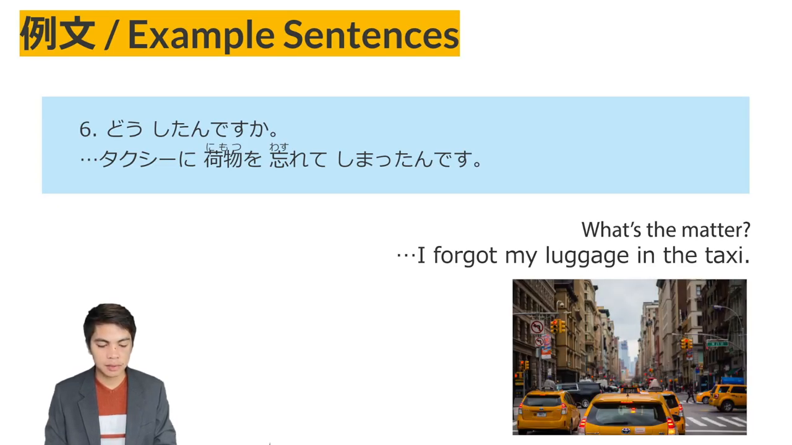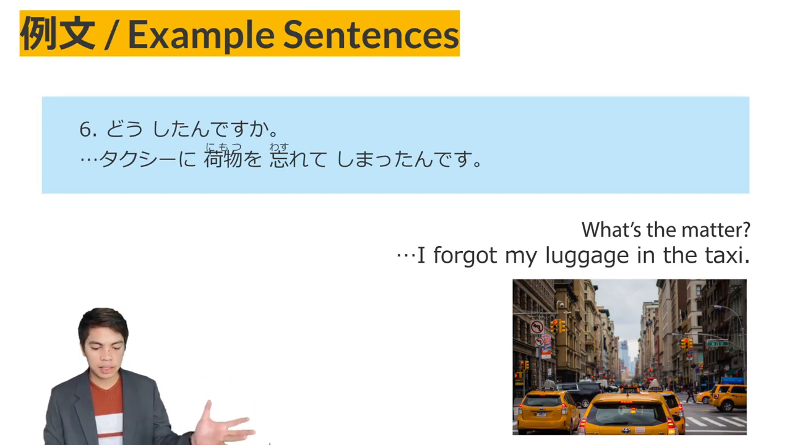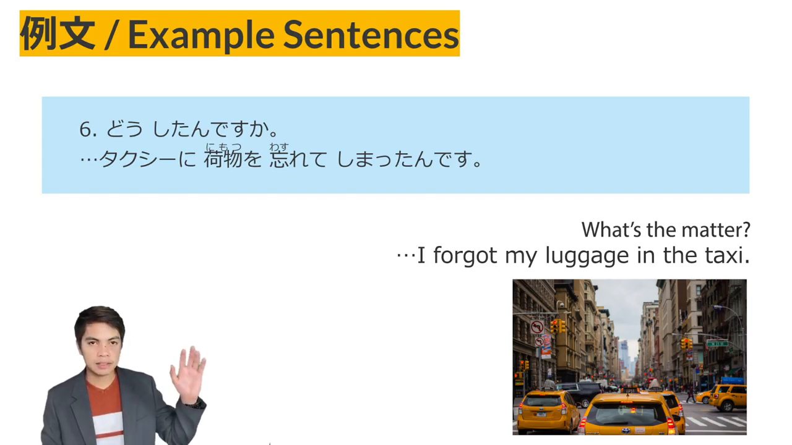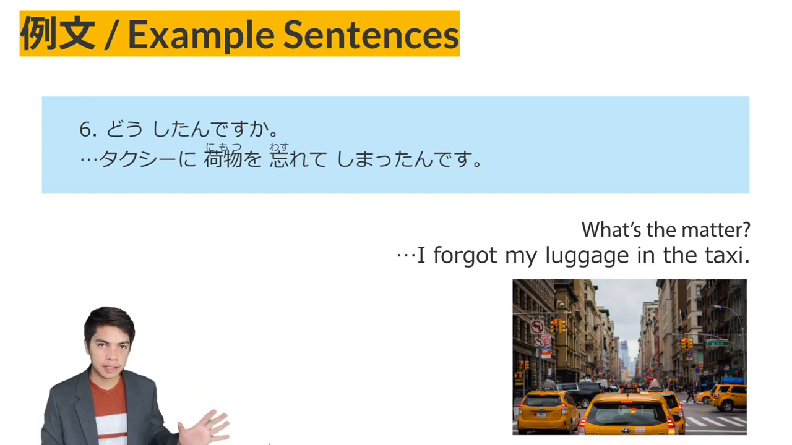Number 6. Doushitan desu ka? Takushi ni nimotsu wo wasurete shimattan desu. So he said, doushitan desu ka? What's wrong? So if you remember the n desu ka, curious about something, you want to know more about something, n desu ka? Doushitan desu ka? What's wrong? Takushi ni nimotsu wo wasurete shimattan desu. So you can answer the n desu ka question with the n desu pattern. And now, we can also use the te shimaimashita to show our feeling of regret or disappointment.